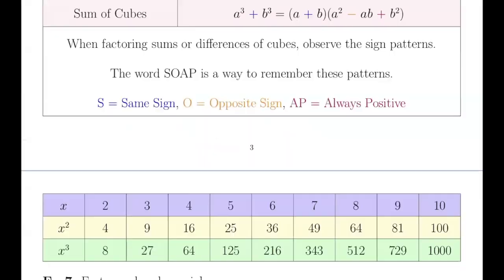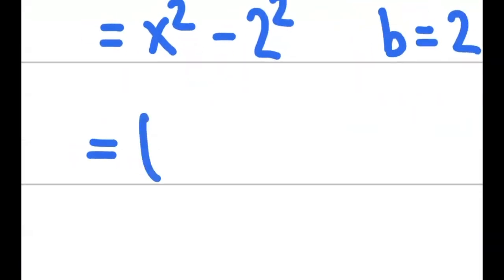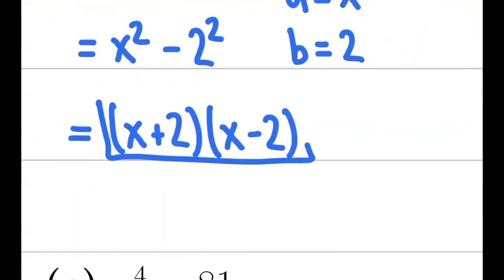And remember the formula, it's a plus b times a minus b. So this is going to be x plus 2 times x minus 2. And that's it.